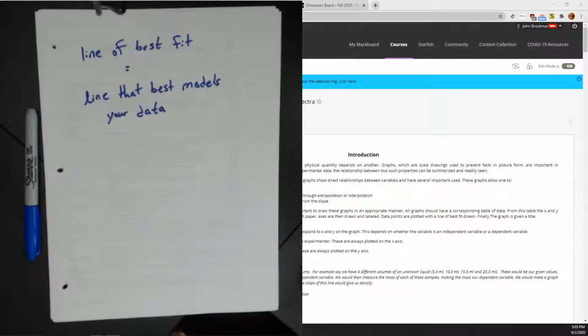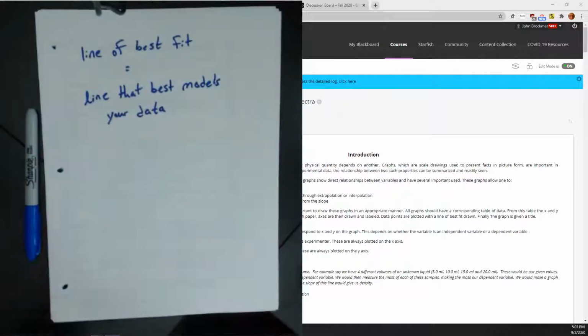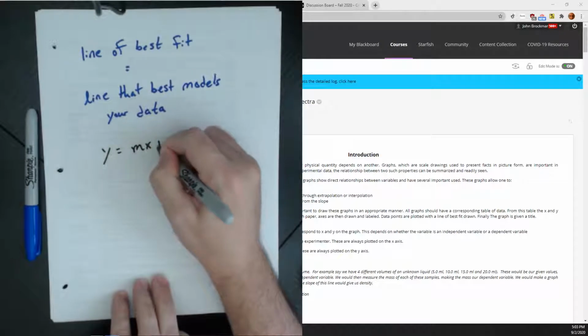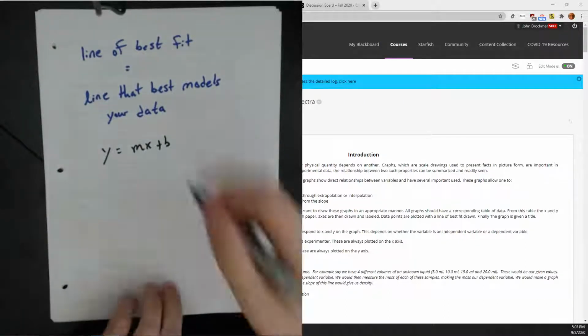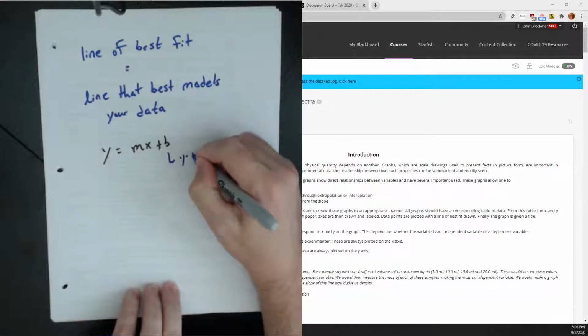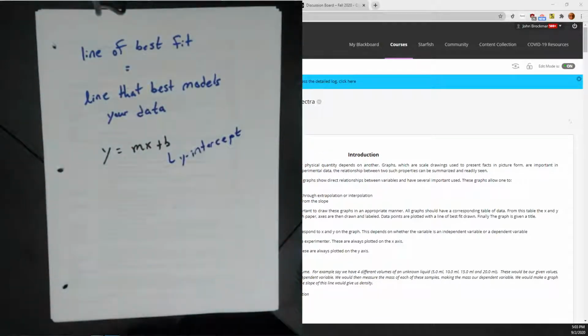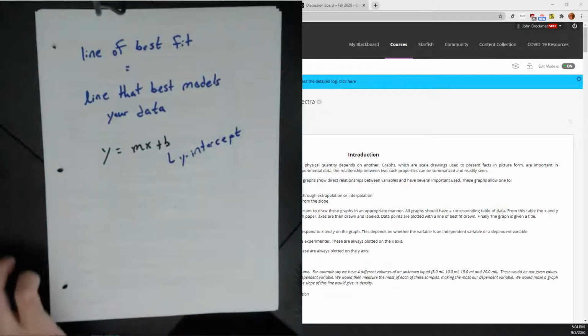And then you'll be using that line, not your data, but that line, in order to come up with this mathematical model. That line of best fit will get you your y equals mx plus b sort of mathematical curve. B is what's known as the y-intercept. That is fairly easy to find. That is where the line passes through the y-axis.